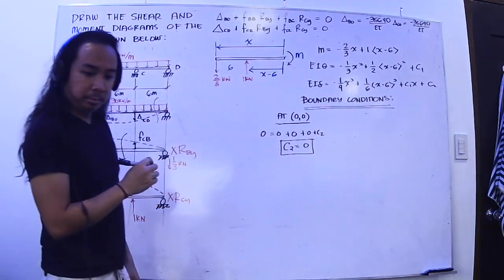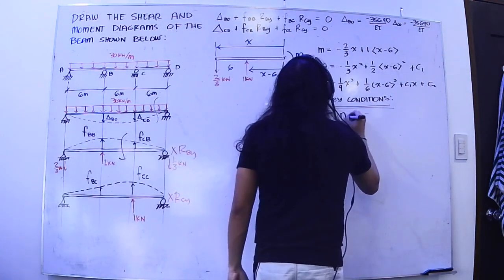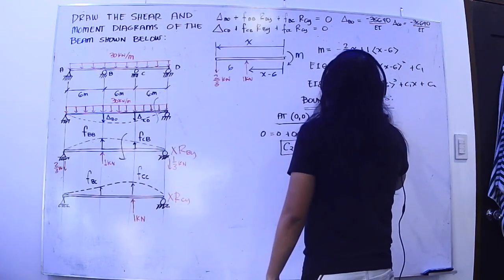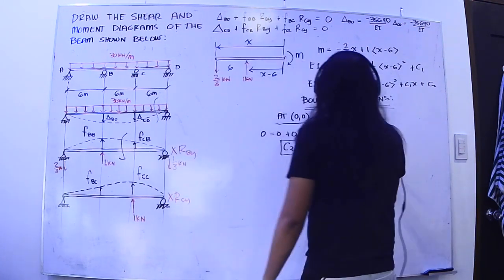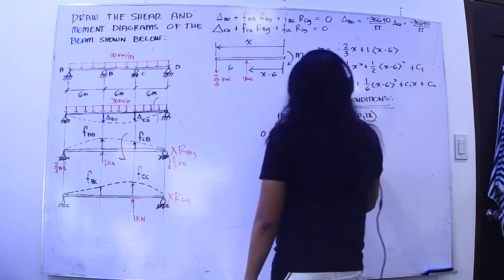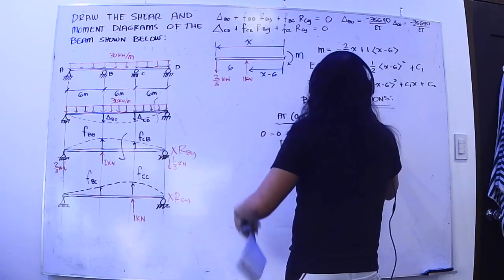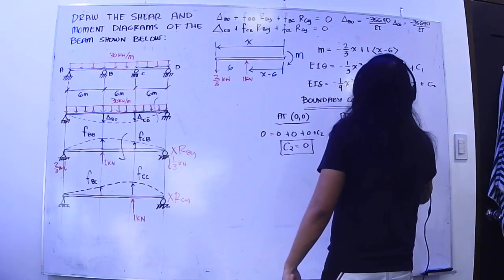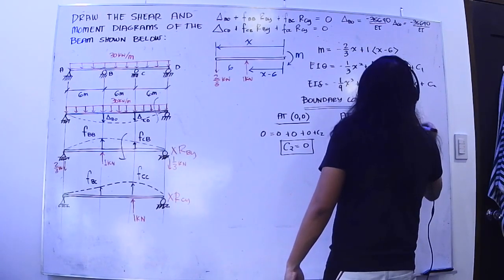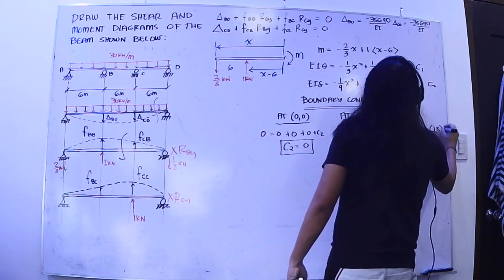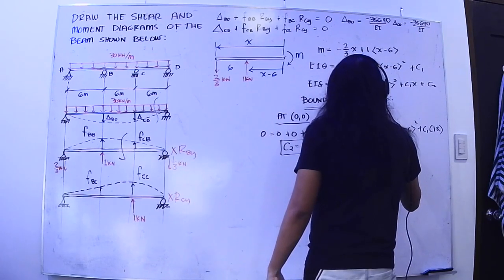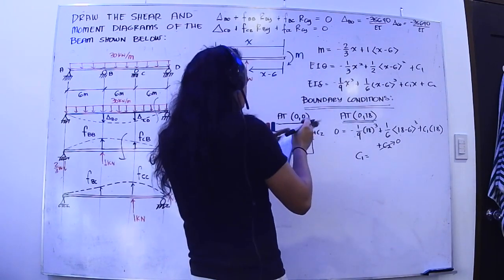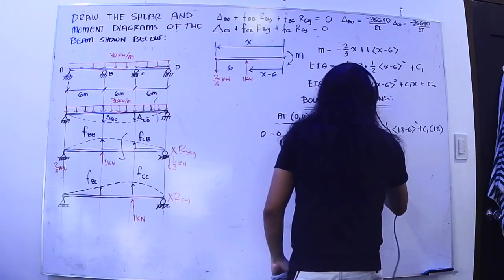Okay, now the second one, at the other support at 18, the deflection is also 0. So 0 is equal to negative 1/9 18 cubed plus 1/6 18 minus 6 cubed plus c1 times 18 plus c2, in which case c2 is equal to 0. I will have c1 is equal to 20.